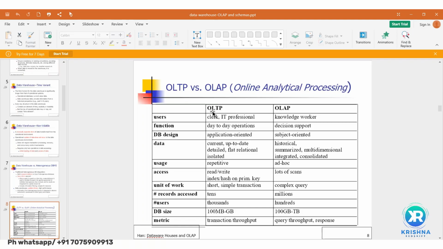OLTP, OLAP. OLTP means transaction processing, OLAP means analytical processing. The users in OLTP are clerks and IT professionals, meaning bank people, or the person dealing with the customer and transaction. Here it's knowledge workers, day-to-day operations versus decision support, application oriented versus subject oriented, current and up to date versus historical and summary, repetitive versus ad hoc, read/write versus read, simple versus complex queries, and then the number of records.